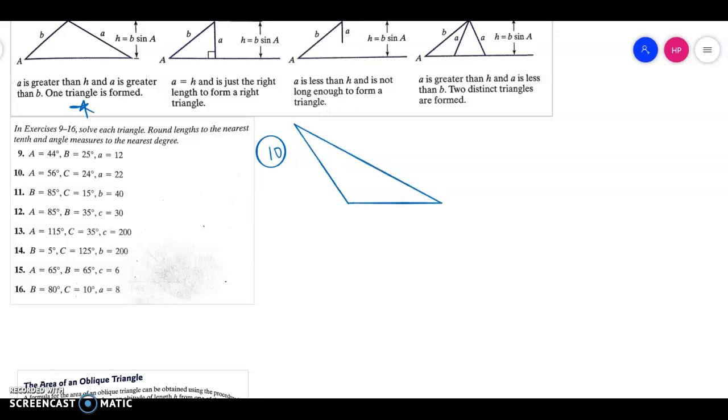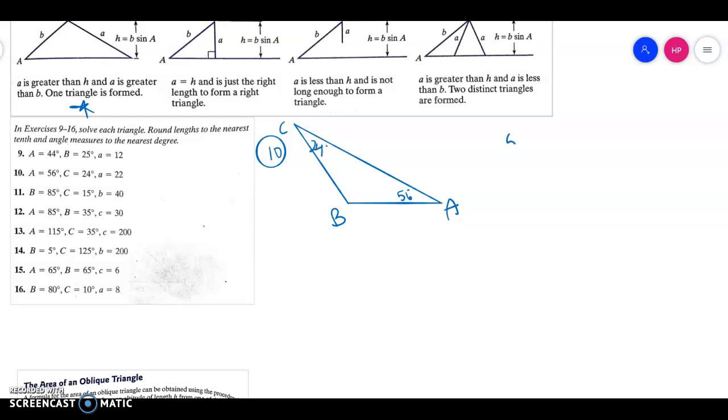It doesn't have to be perfect, but if I call this A and say that this is a not drawn to scale triangle, that I have 56 degrees there, and B I don't know, and C I can put up here at 24 degrees. And again, these do not have to be drawn to scale.